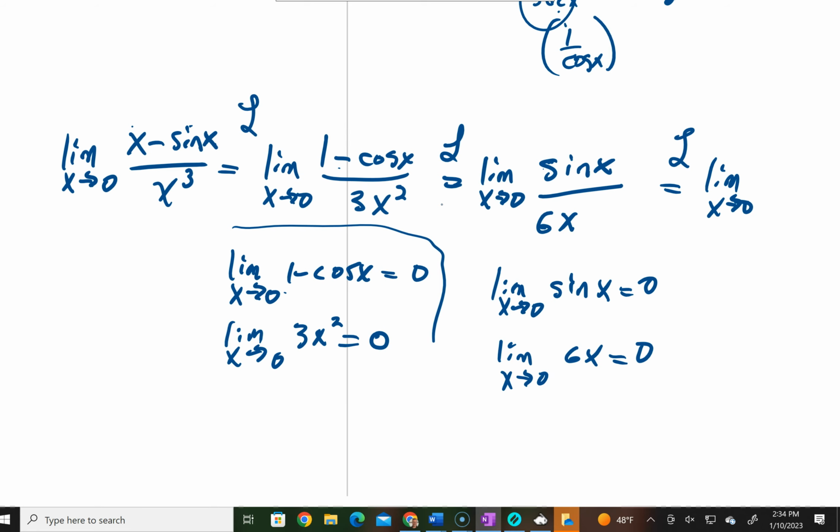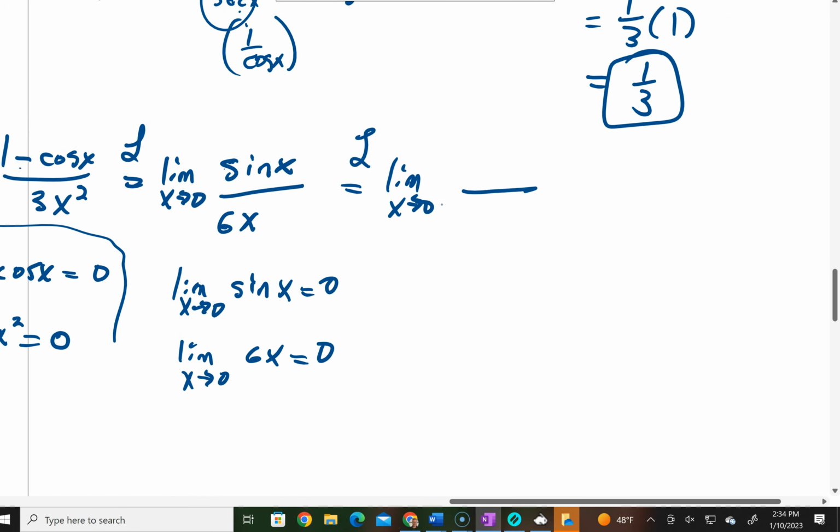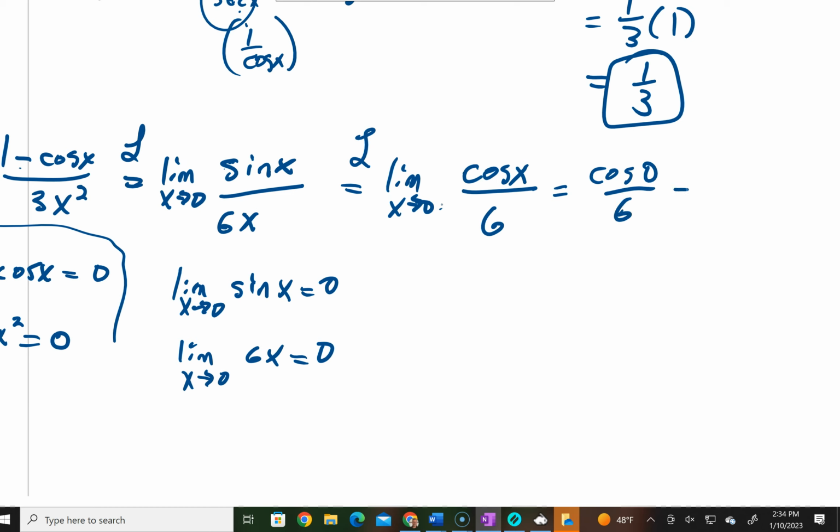And now what? Your denominator, what's the derivative of 6x? 6. Derivative of sine is cosine. We're not going to have indeterminate forms anymore. Plug in the 0, cosine of 0. What's the cosine of 0 again? You get 1 over 6.